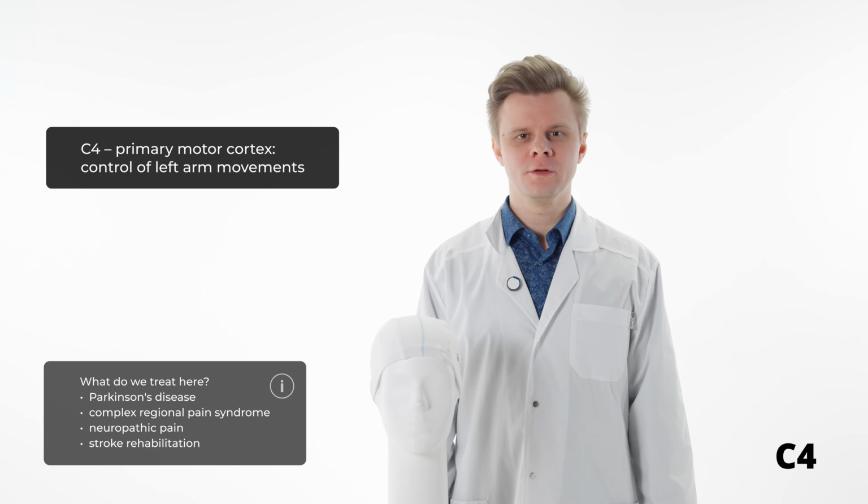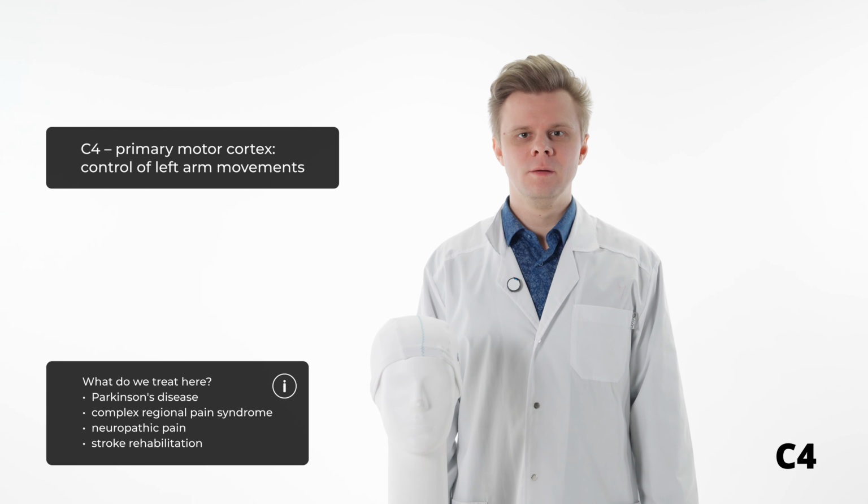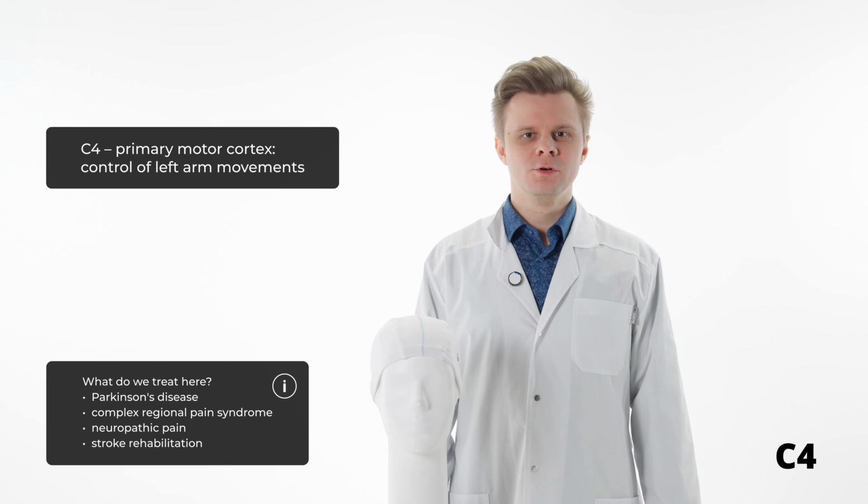The primary motor cortex that controls left upper limb movements is our C4 point. This point may be useful in patients with Parkinson's disease, neuropathic pain, complex regional pain syndrome, or in stroke rehabilitation.